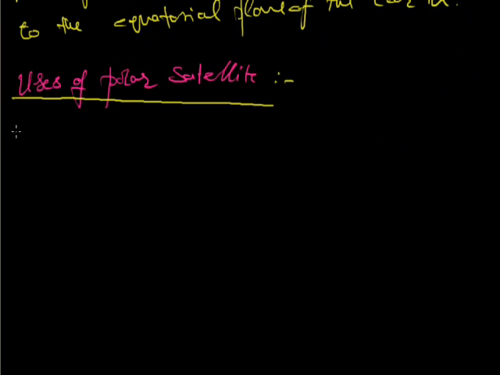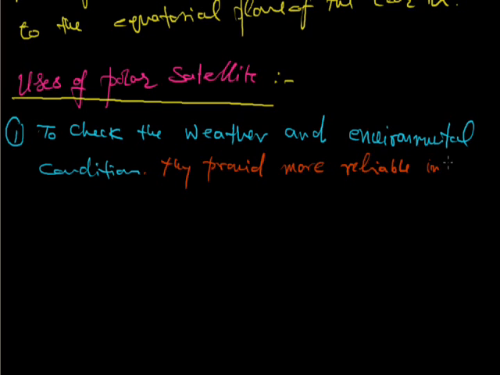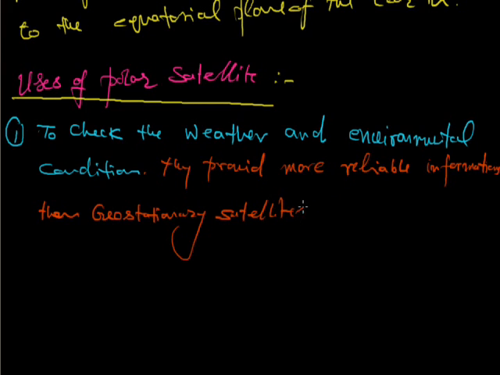Uses of polar satellites. First use is to check the weather and environmental monitoring. To check the weather and environmental conditions, they provide more reliable information than geostationary satellites.